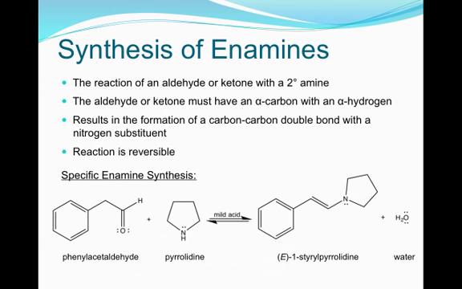A specific example of the synthesis of an enamine is the reaction of phenylacetaldehyde with pyrrolidine under mildly acidic conditions. The reaction results in the enamine product E-1-styrylpyrrolidine and water as a byproduct.